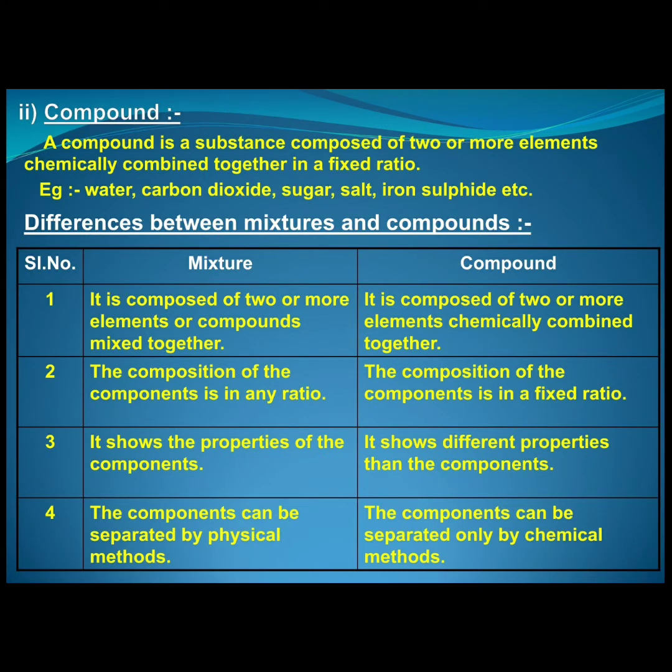Now let us go to the last one, that last topic, that is compound. A compound is a substance composed of two or more elements chemically combined together in a fixed ratio. Example, water, carbon dioxide, sugar, salt, iron sulfide, etc.